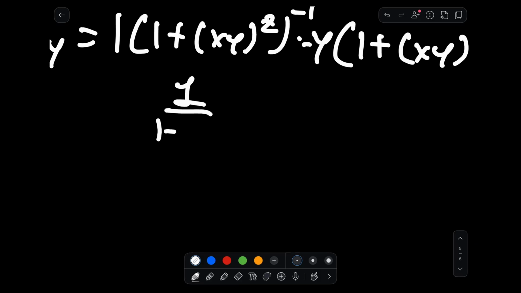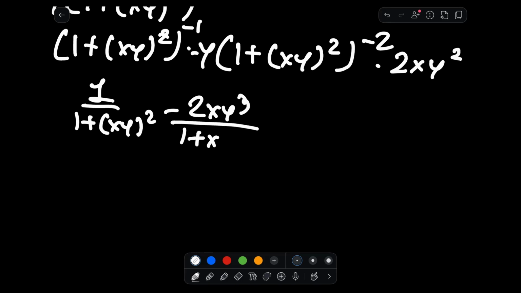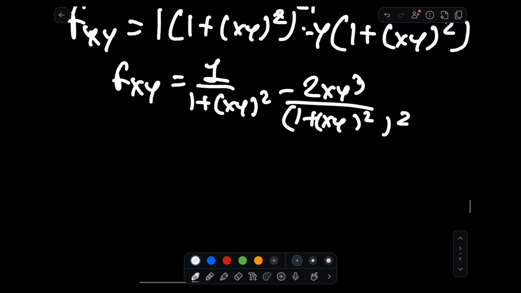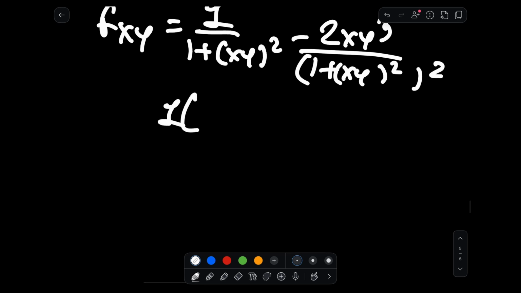1 over 1 plus xy squared minus 2xy cubed all over 1 plus xy squared squared. And if you feel bothered to have the same denominator so you don't have to deal with this clutter, you can feel free to do so. But I would rather not, but I'll still show it for the sake of clarity in this problem. So we'll just do this.